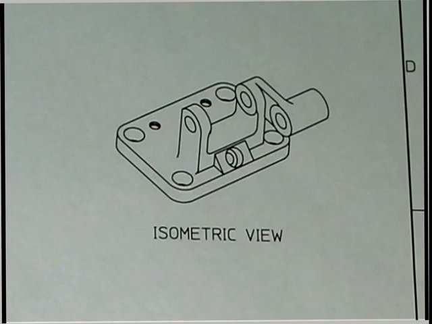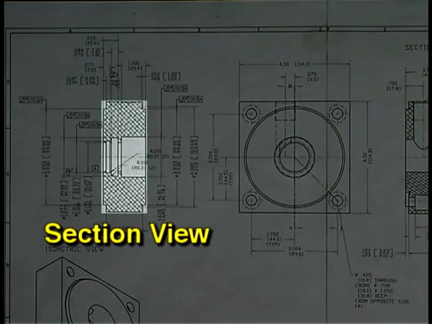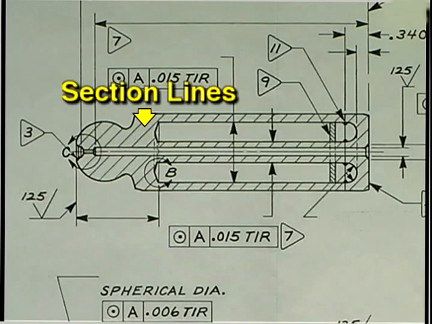On some prints, a 3-dimensional representation of the finished part may be provided. This is called an isometric view. You may also see one of these views drawn in section. A section view will show part of the material cut away to reveal internal features. When material has been removed for this purpose in a drawing, section lines are used to identify the cutaway area. Section lines are usually diagonal lines drawn in the cutaway area.